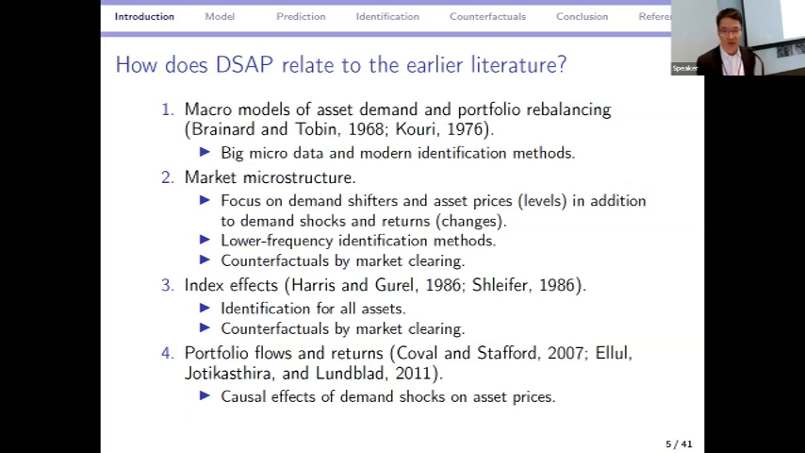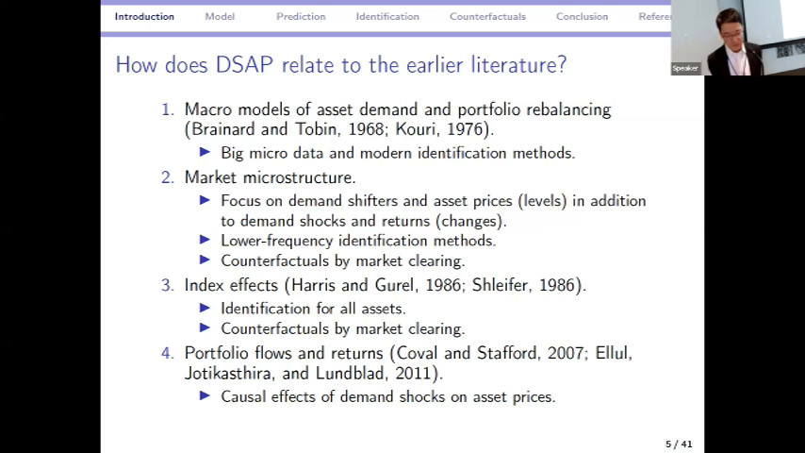Relative to this older literature, we have lots of modern amenities. We have big microdata on portfolios now that they didn't have access to. And the identification revolution in both economics and finance has helped us think about identification issues more carefully, and we have much better instruments. As I mentioned already, market microstructure has also thought about supply and demand, but the focus there is more on high frequency demand shocks. Now we can use lower frequency identification methods to think about differences in price levels, not just returns, and how demand shifters are causing these differences in price levels.